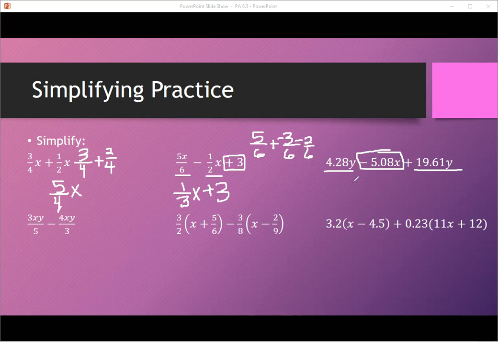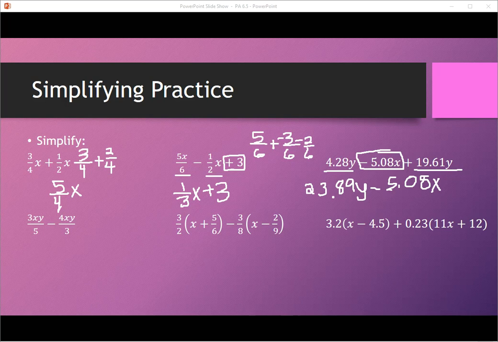So 8 plus 1 is 9, 2 plus 6 is 8, 4 plus 9 is 13, carry my 1. So I end up with 23.89y minus 5.08x, because I combined the like terms for the y, but I could not combine them for the x.